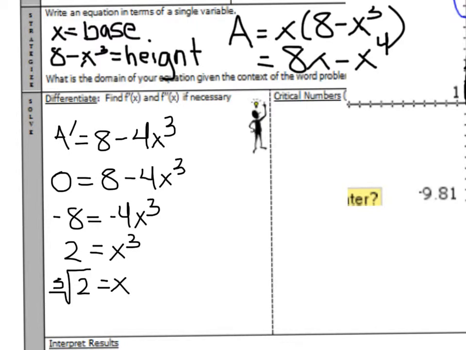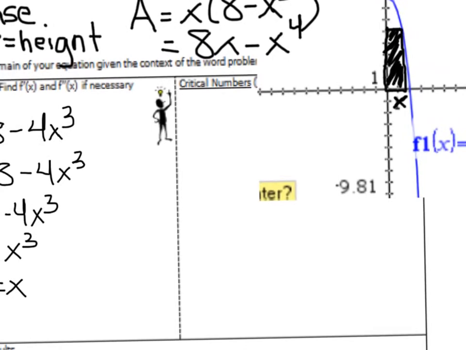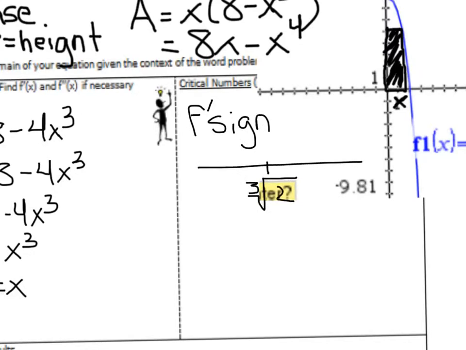Fantastic. Now, we would always want to check to make sure that truly is a maxima and not a minima, and we know that we can do that by looking at a sign chart. So if you were to do a quick first derivative sign chart and test it out at the cube root of 2, we would see, if we plugged 1 into the derivative, the value would come out positive, and if I plugged in 2, it's going to come out negative. So yes, I do have a maxima.